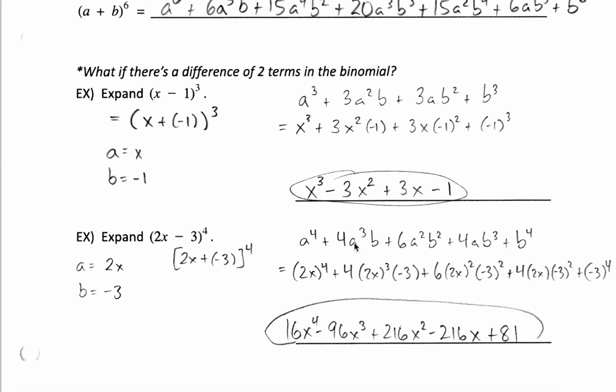Again, substituting 2x into the a spot here, we're cubing 2x. 2 cubed is 8, and then x cubed. 8 times 4 is 32. Our b term is -3, so we're doing 32 times -3. That's going to give us -96x cubed for that next term. On to the third term. Substituting 2x, squaring it, that's going to give us 4x squared. -3 squared is going to give us +9, so 9 times 4 times 6 is going to give us 216x squared.